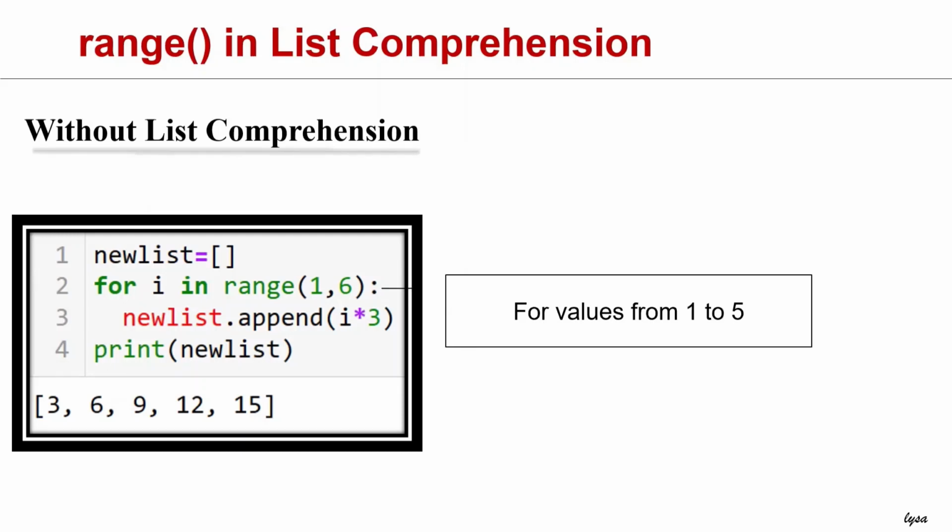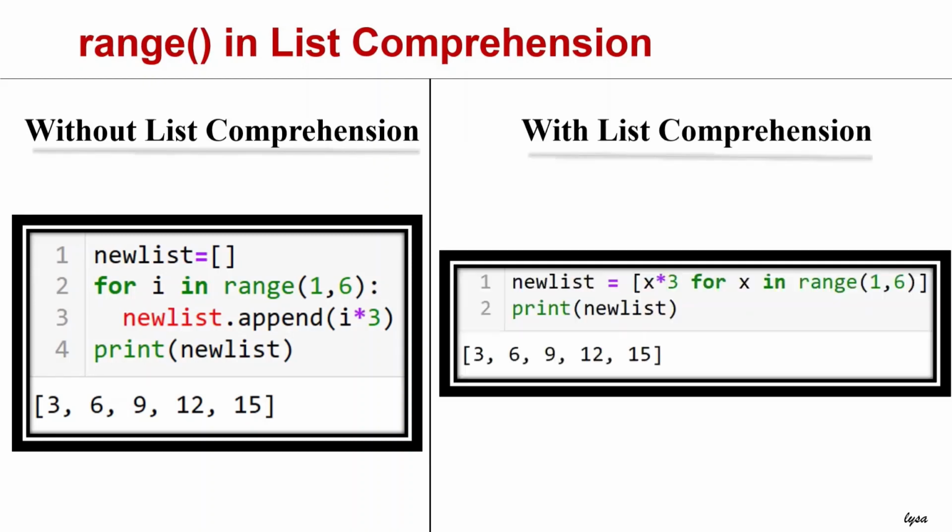Please note, since I have given range from 1 to 6, range takes the values from 1 to 6 minus 1, which is 5. But when we have list comprehension, I can write it as for x in range 1, 6. I could have also written it as range of 5. It would give me the same answer. I'm taking every value in the range, which is x, and multiplying it with 3. The iterable can be any iterable, but the final answer will be a list.